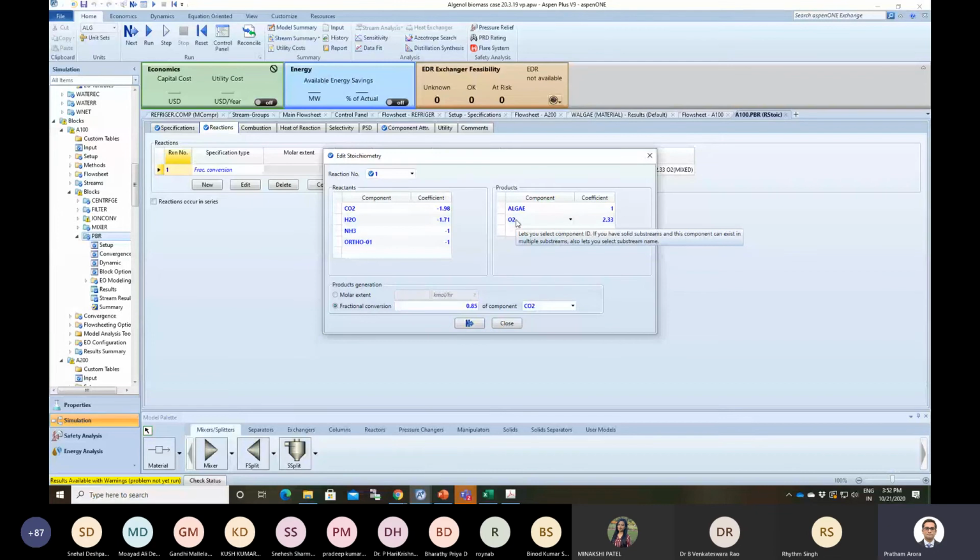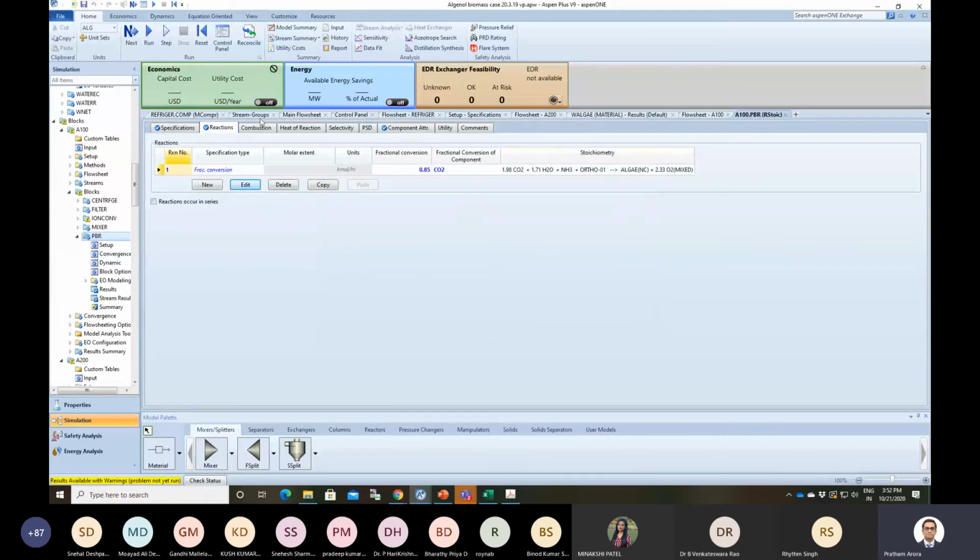So I can go either way. I can either disassociate biomass or I can form biomass. So this gives me the ability to do both things.